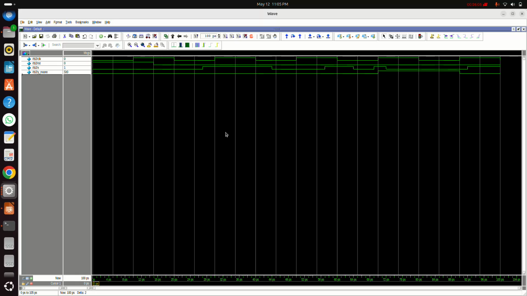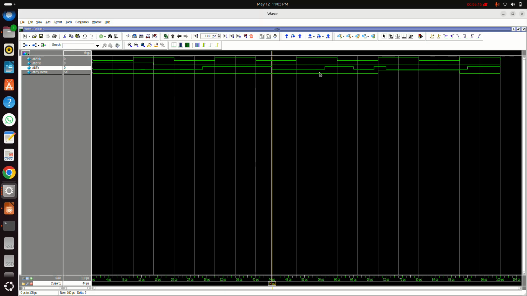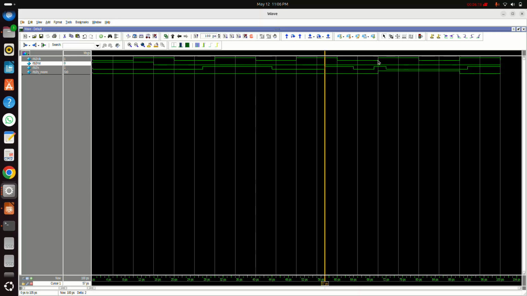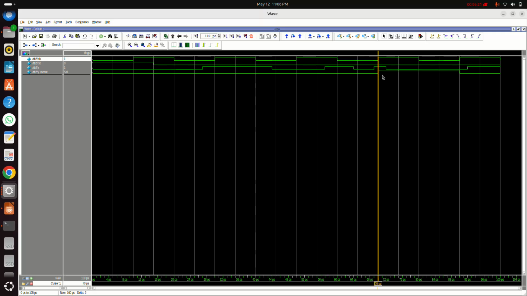Now observe this waveform. Unlike the Mealy machine, here we do not see glitches. Here we can see clean output. For the 1 0 1 pattern, at the next clock edge we can see our Moore output is 1, whereas in the Mealy output the glitches come. So this is all about Mealy and Moore.